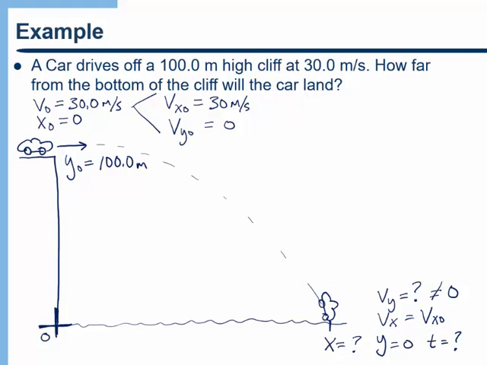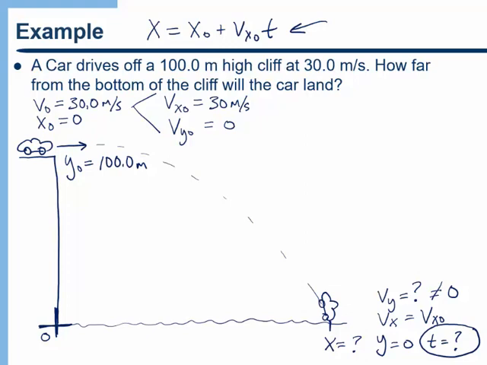Okay, so how do we go about solving this problem? We only have one equation that can help us in the x direction. It's x is equal to x naught plus Vx naught t. Therefore, it's pretty clear that what we're going to have to do first in this problem is to find t. If we can find out how much time this car is in the air, then we can use our one equation in the x direction to solve for how far it goes.